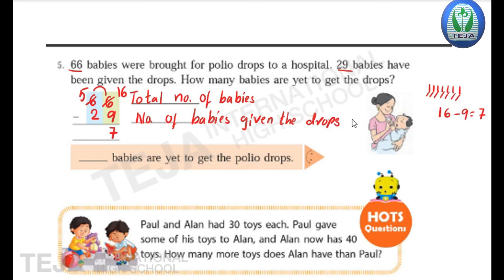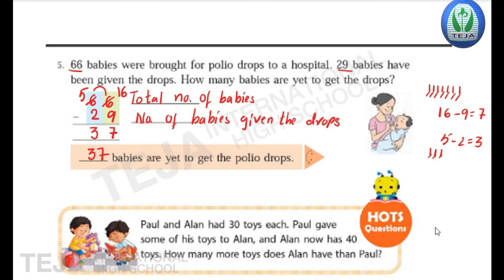Next, 5 minus 2. 2, after that 3, 4, 5. So 1, 2, 3. 5 minus 2 is 3. Write 3 here. Now total how many babies are left to get the drops? 37 babies. So write the answer. 37 babies are yet to get the polio drops. Okay children? With this we have completed this exercise.